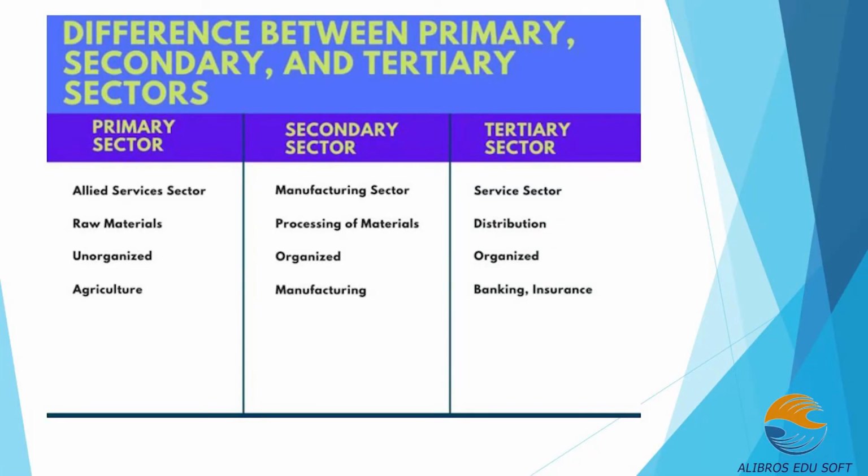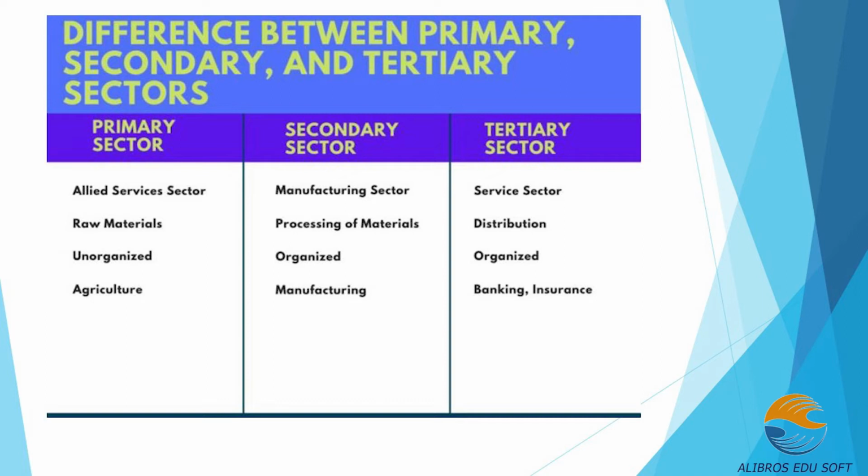To elaborate on the difference between these three sectors, kindly follow this chart. First, in the primary sector, we can see in the first column the allied services sector, which means in this sector the first activities of each and every sector are initiated. So allied services sector. Next is about raw materials.